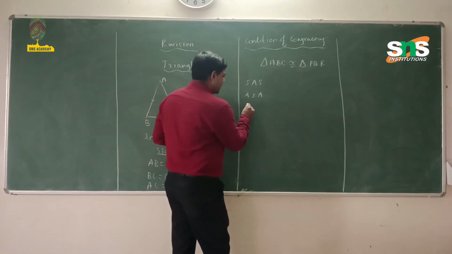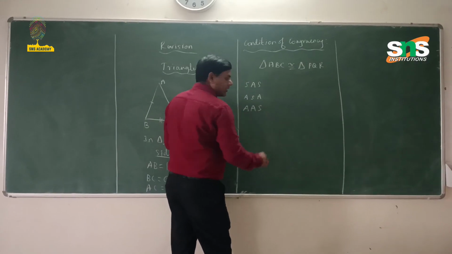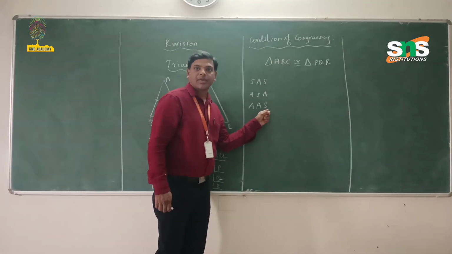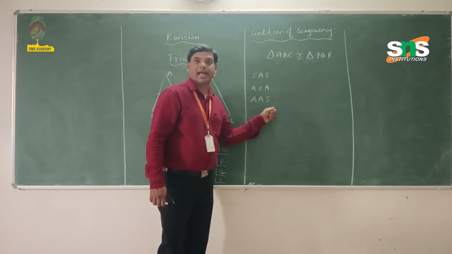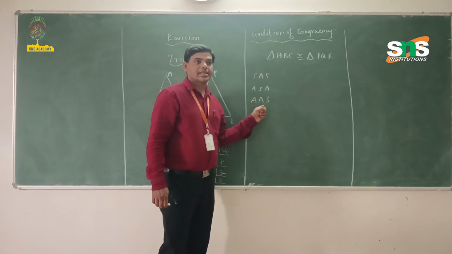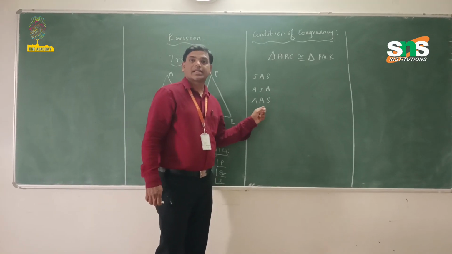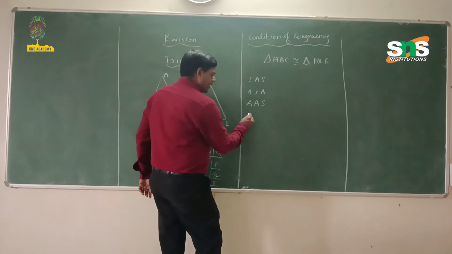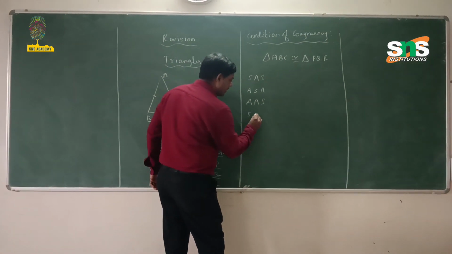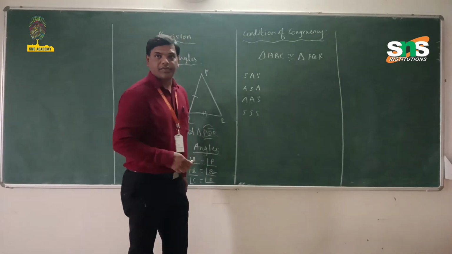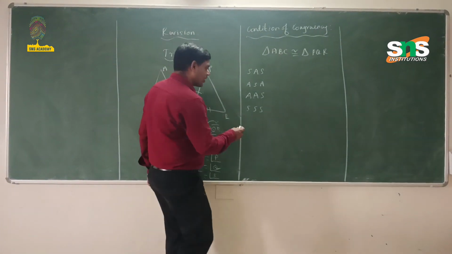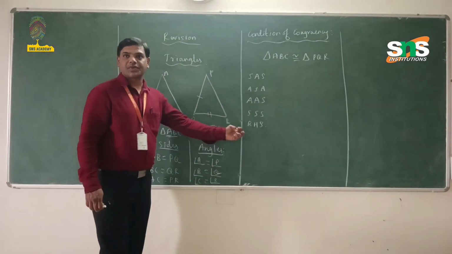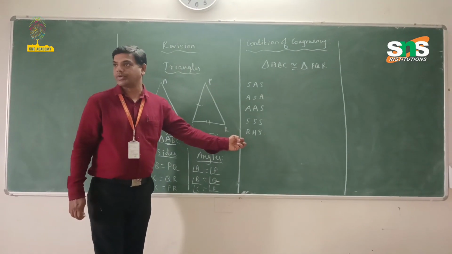And then the next one is angle, angle, side. So we have to write angle, angle, side. We are not supposed to write side, angle, angle. Understand? At the same time, we don't have a rule of side, side, angle. And then we don't have triple A here, we are having triple S, and then RHS. So these are the criteria which we are going to use for congruency.